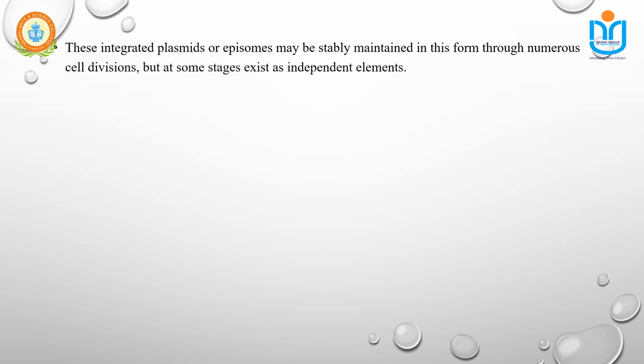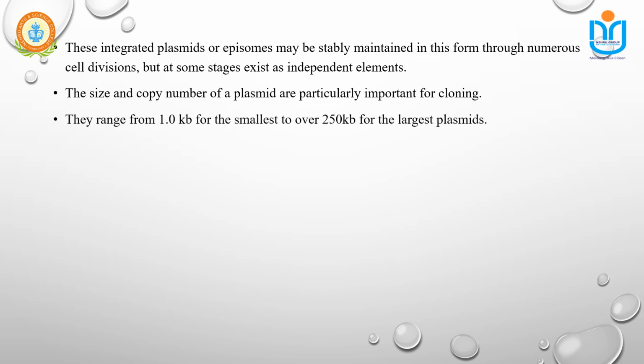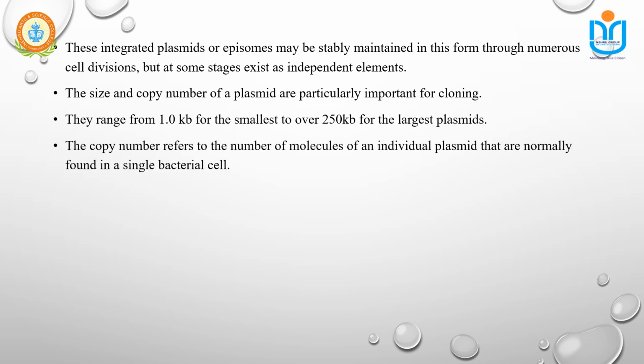These integrated plasmids or episomes may be stably maintained in this form through numerous cell divisions, but at some stages exist as independent elements. The size and copy number of a plasmid are particularly important for cloning. They range from 1 kilobase pair for the smallest to over 250 kilobase pairs for the largest plasmids. The copy number refers to the number of molecules of an individual plasmid that are normally found in a single bacterial cell.